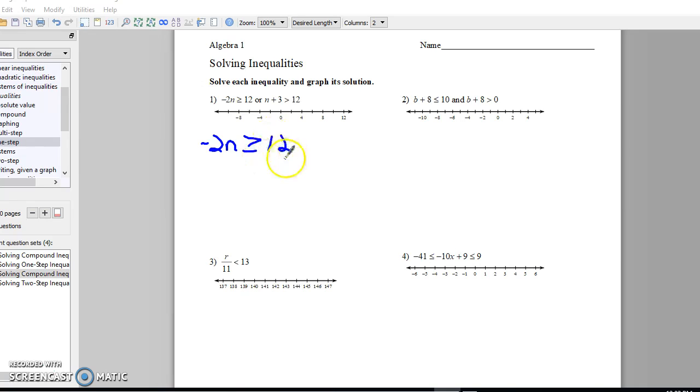Okay, so you're going to solve that first one, and then right next to it, you're going to solve the second one, and then you're going to have two solutions at the bottom here when you finish. Go ahead and graph both of those solutions on the number line.